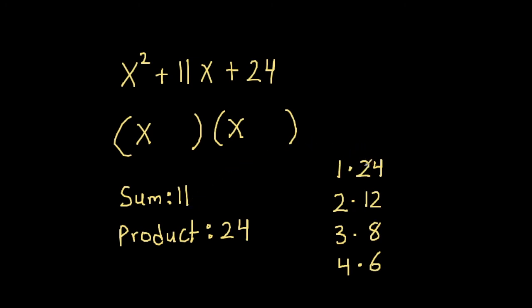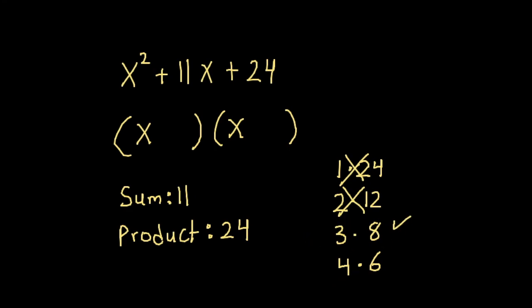Now 1 and 24 is not the set we're looking for, right? Because 1 plus 24 is 25, not 11. So we cross that out. 2 and 12, what about that? 2 plus 12 is 14. So we don't want that. We want 11. What about 3 and 8? Well, 3 and 8 add up to 11 and also multiply to 24. So that's perfect. That's exactly what we want.